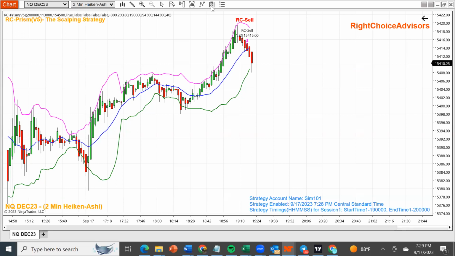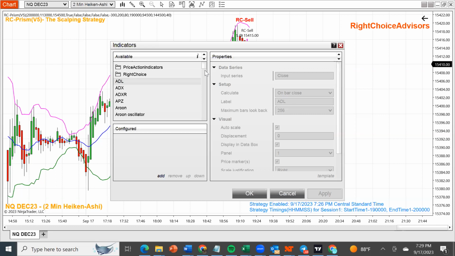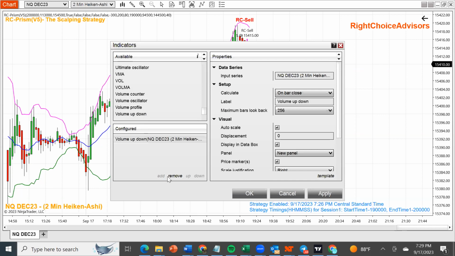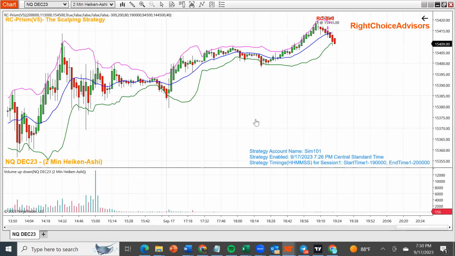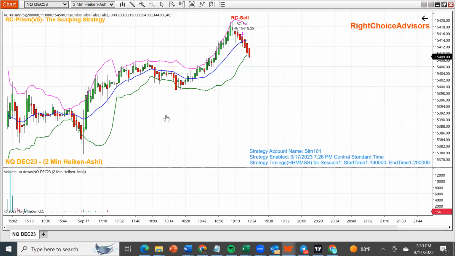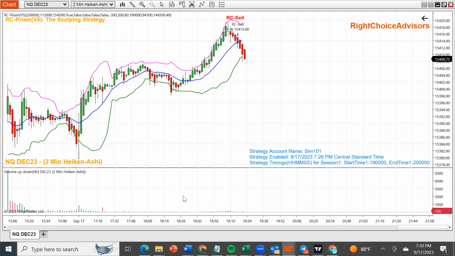If you want to enable the volume, you can go here, go to indicators, and then you have something called volume up down. Just say apply. Yeah, the volume is still very low compared to relative volume. That's why generally this is not the time we enable NQ, even though there is a good move, because overall volume is low for the time being.